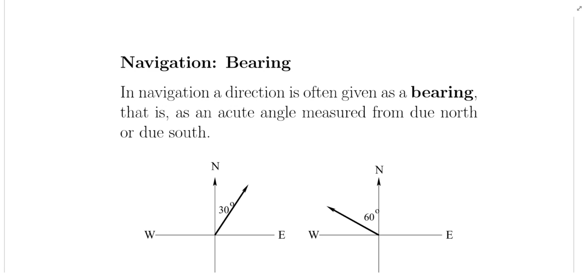So one more type of problems are navigation. In navigation, a direction is often given as what we call a bearing. And a bearing is just an acute angle measured from due north or due south. So let's see what we mean by that.